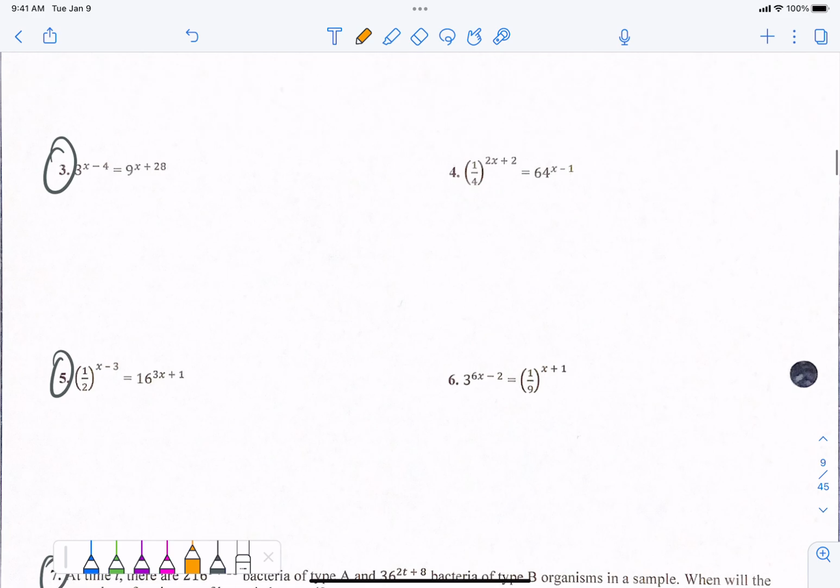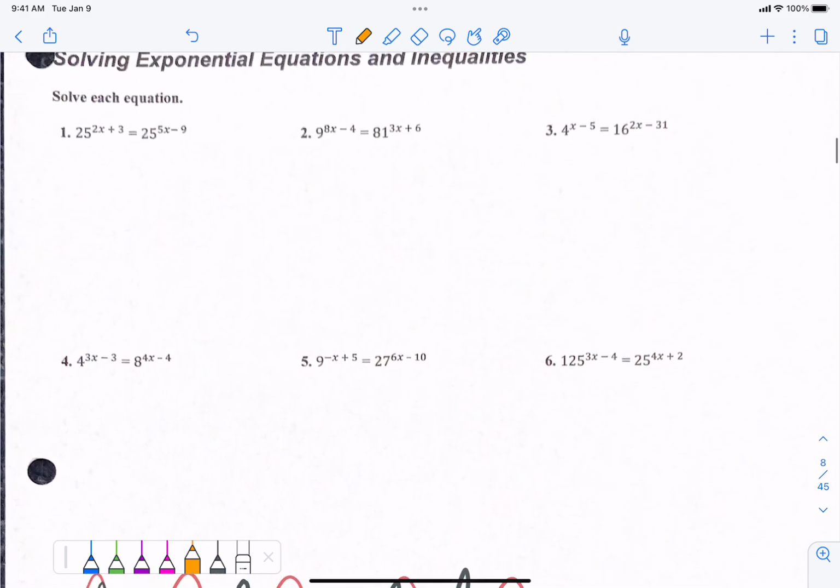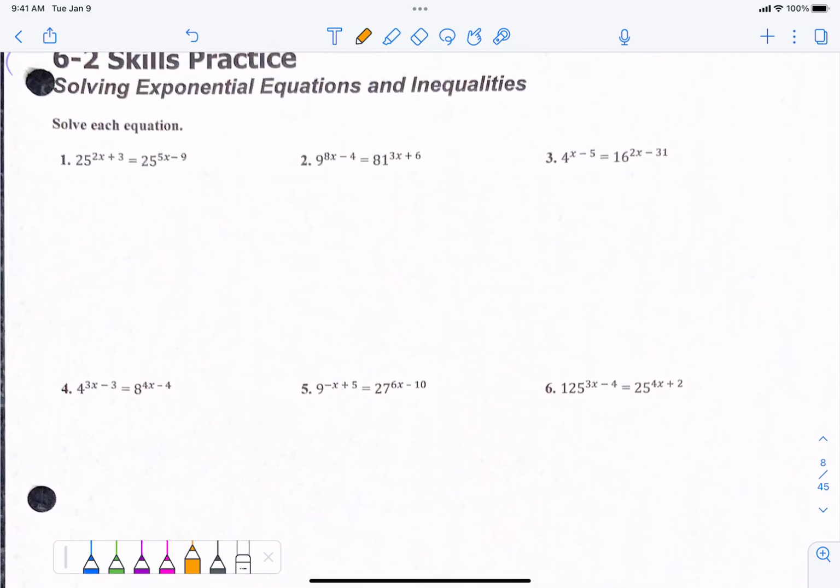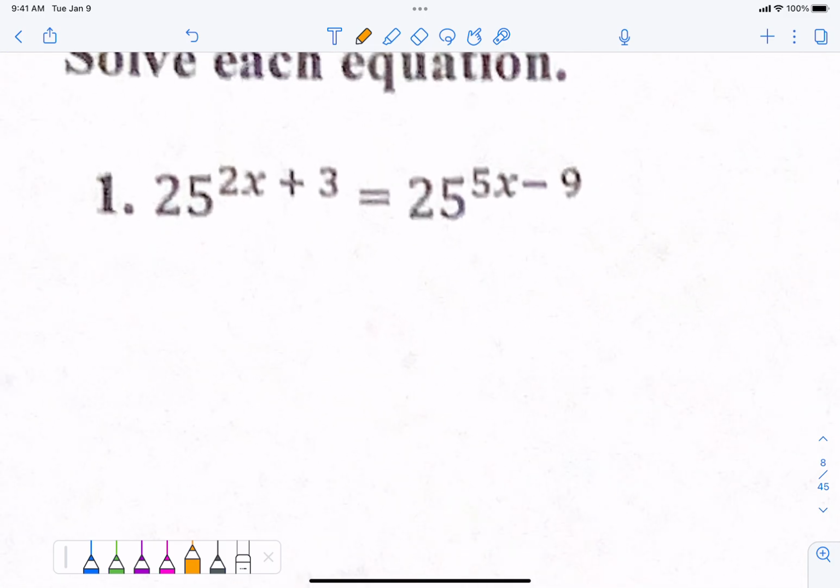Okay, all right, there you go. Get a start. Number 1. Oh my goodness. Take a look at what they started you with on number 1. They're already 25s. They're both the same already. So they made it really easy for you starting.